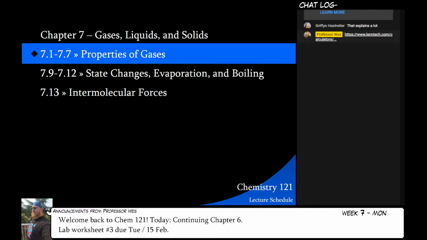Alright, let's do some chapter 7. Chapter 7 is about different phases of matter. We're going to primarily work with gases for today, and then afterward we're going to talk about the other phases, how you change between them, primarily liquid and gas.